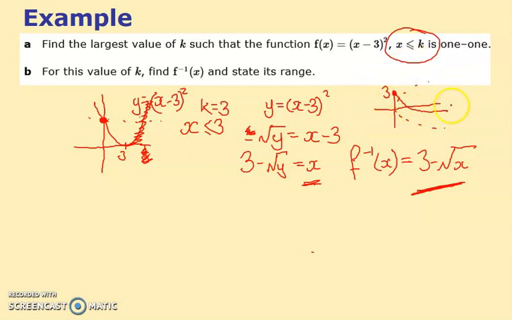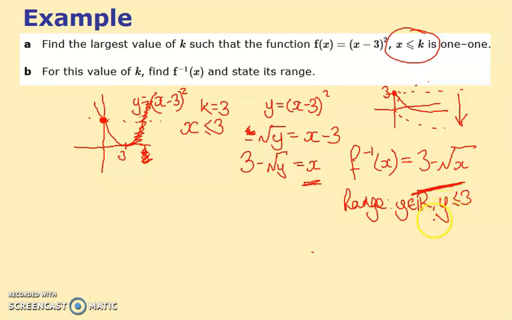And if I was looking at its range, it's all numbers lower than that value. So I'm going to write down the range is y belongs to the real numbers, but y is less than or equal to 3.